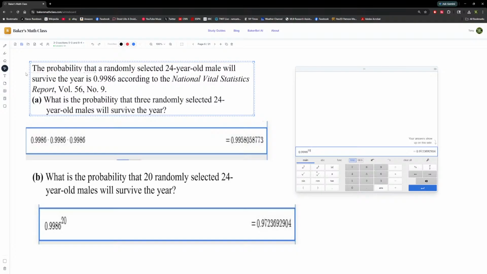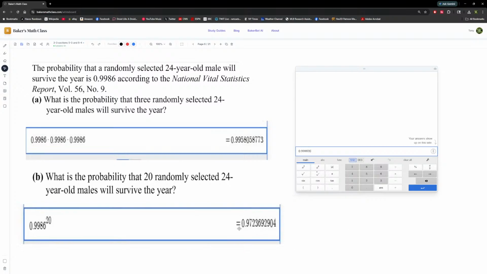So now you can start to see that probability is going down. So now we're only at about 97%. Because I'm looking to pick 20 people, or 20 randomly selected 24-year-old males.